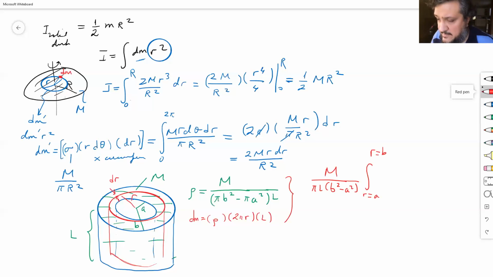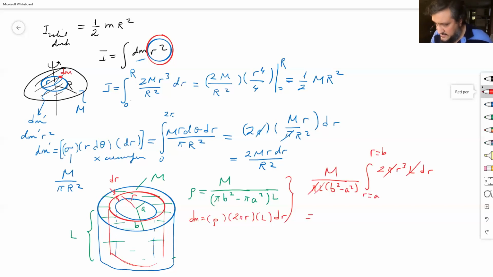In the m, we have rho and 2 pi r. Let's write 2 pi r and L here. Now you're going to multiply it by r squared, right? That's in the formula. So it makes r cubed. I forgot to include dr here. This dr goes there, dr. All right, okay, so that's our integral. Let's find the integral and get rid of L's and pi's.